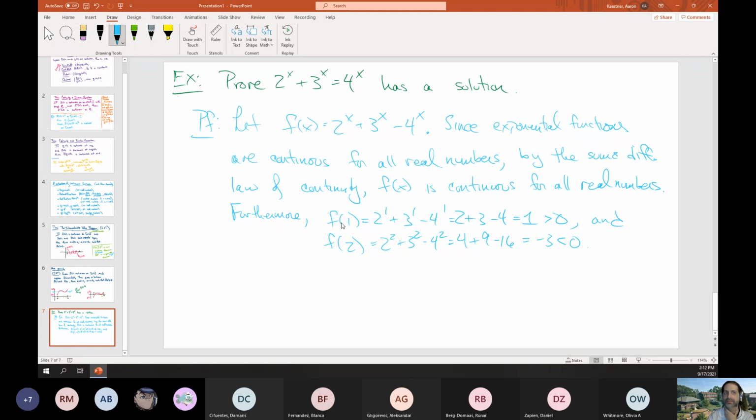So I'm looking at the interval from 1 to 4. Sorry, not from 1 to 4, from 1 to 2. Right, that's going to be my closed and bounded interval. And I know by what we had from exponential functions and the laws of continuity that f of x is continuous on that closed and bounded interval.